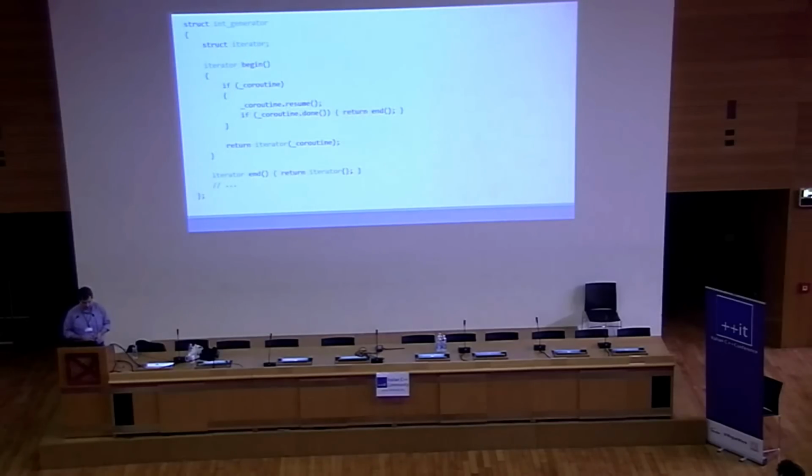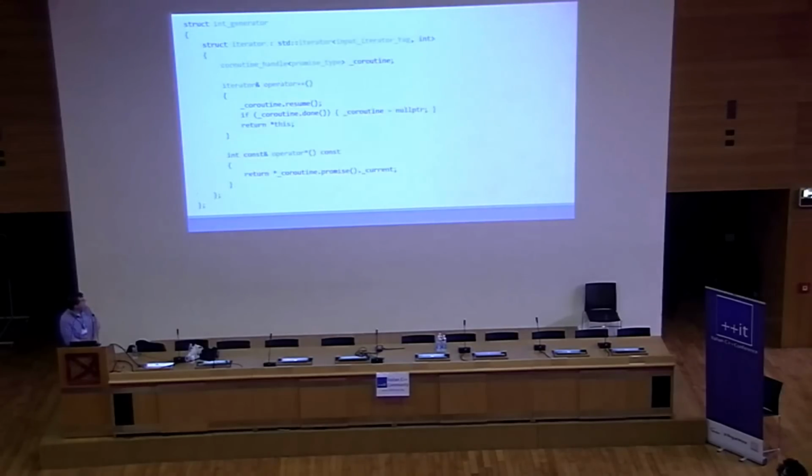We then need to go and implement an iterator type in order to support use with that range for. And so when we create the begin iterator, we say, okay, if we have a valid coroutine, then we resume execution of it. And if execution of the coroutine is then done, then this is an end iterator. Otherwise, we return a new iterator with the coroutine. The end just returns an end iterator. And then inside, we have to go and implement the operator++ and operator*.